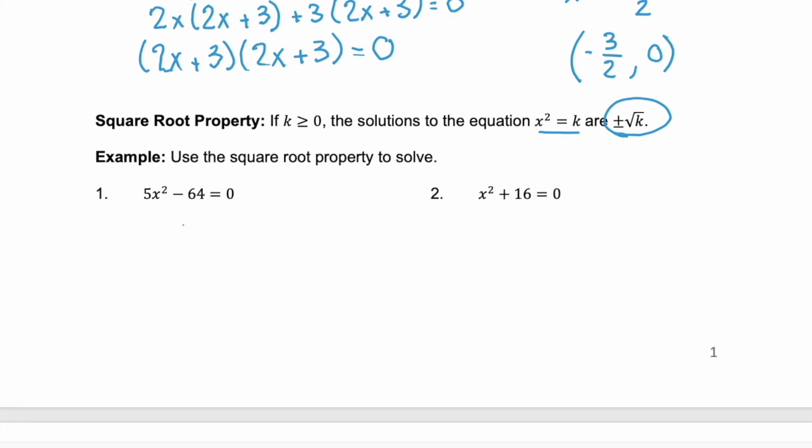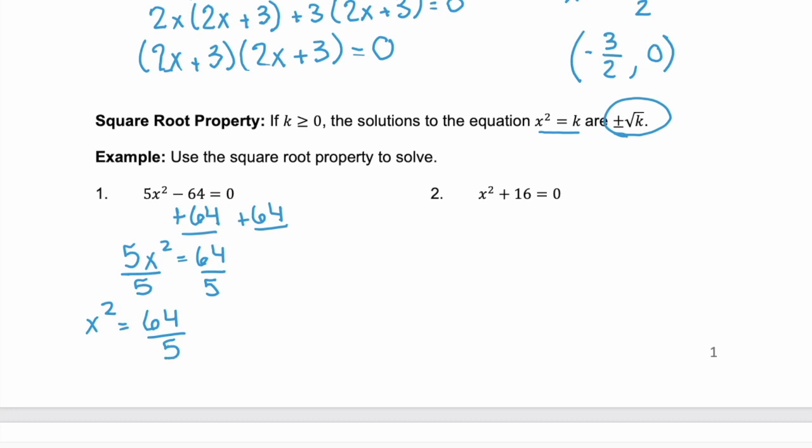So for examples 1 and 2, we're going to use the square root property to solve. And to do that, we need to rewrite it so that we have our x squared all by itself on the left-hand side. So here we need to add 64 to both sides. And that brings us to 5x squared equals 64. And we need to divide by 5 because we need to isolate that x squared. So x squared equals 64/5. And now we take the square root of both sides.